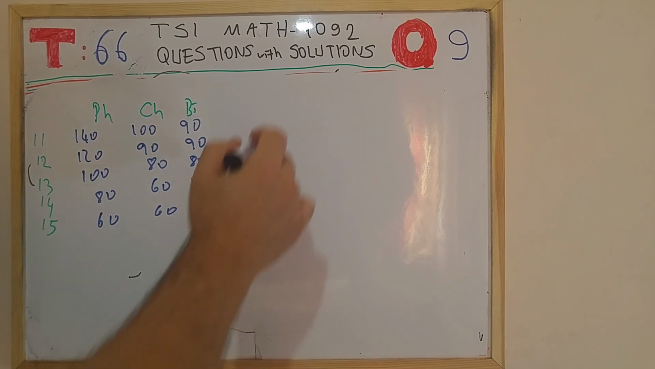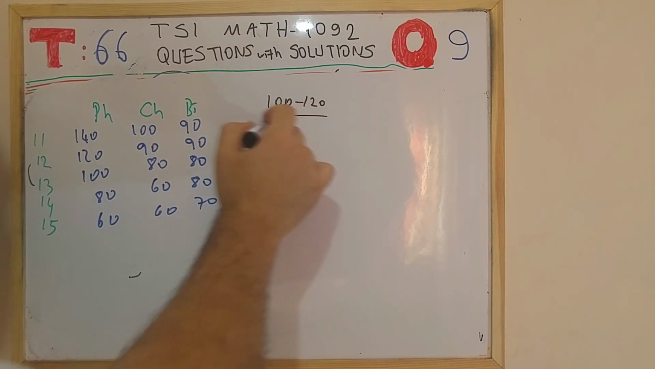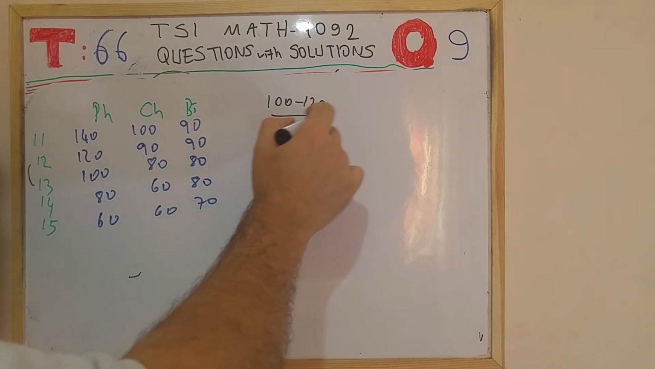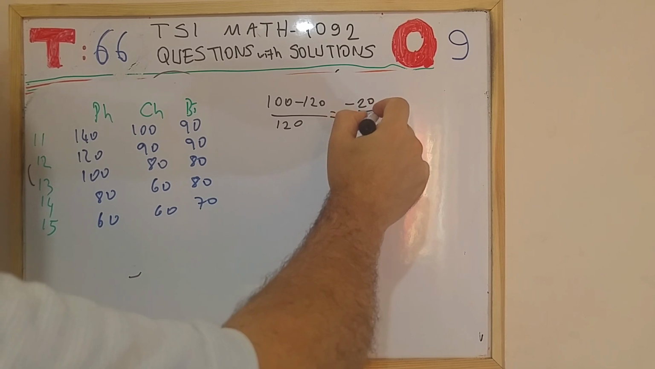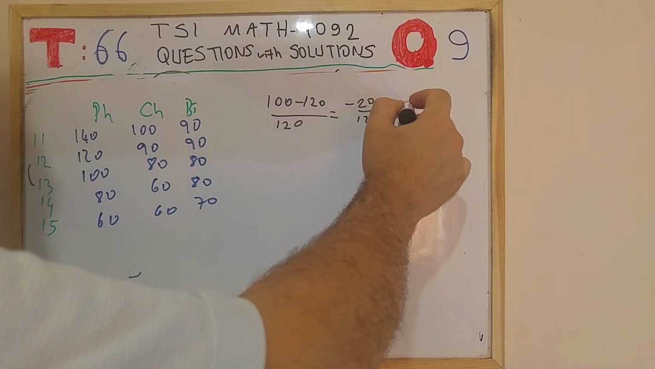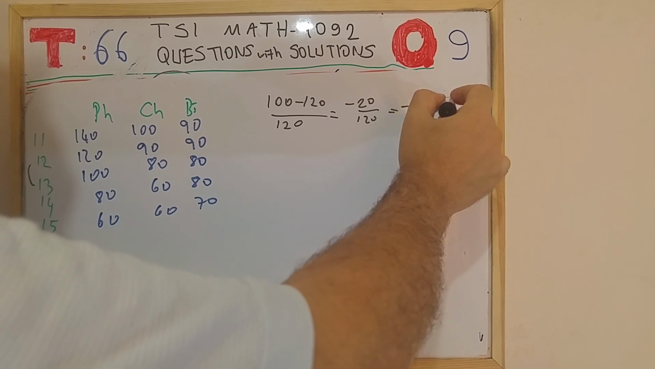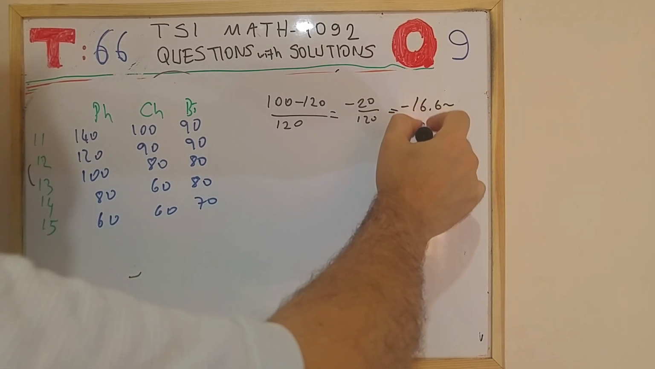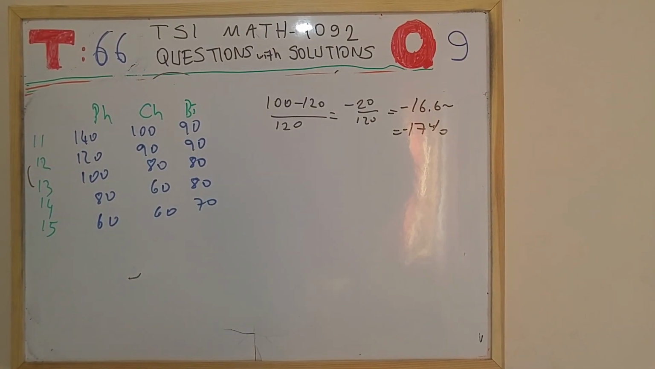The change in physics books between 2013 and 2012 is 100 minus 120 over 120. That's why what we have is minus 20 over 120, which is nearly equal to minus 16.6%, or you can say this is equal to minus 17%. So the decrease is 17%.